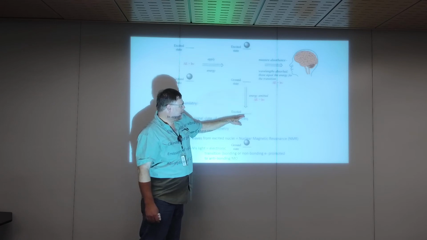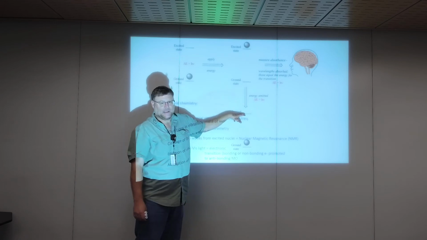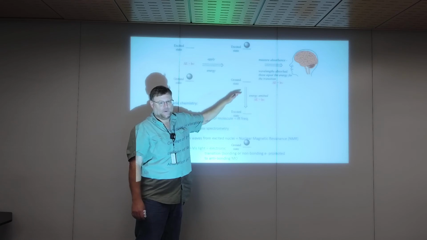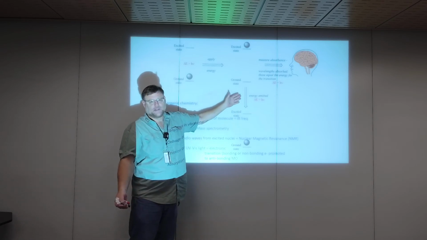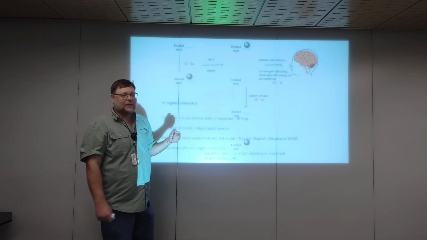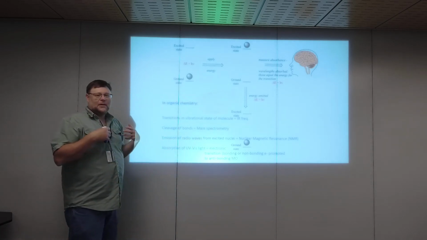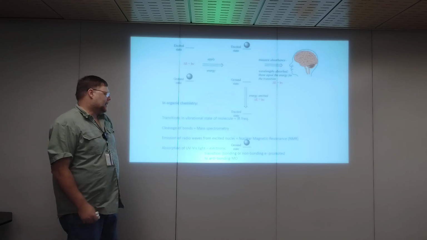And again, the photon that gets emitted has to exactly equal this energy difference between the excited and the ground state. So this is, for example, fluorescence, right? If you've ever seen something fluoresce, it's absorbed light, and then at some later point it emits light.